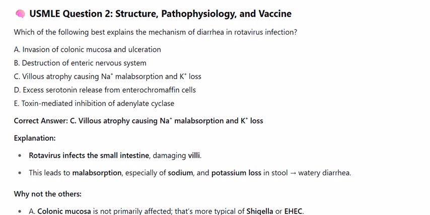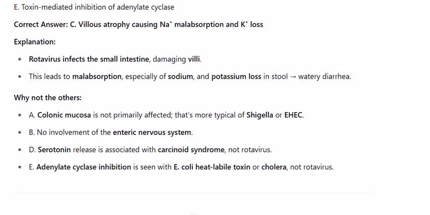Why not the others? A. Colonic mucosa is not primarily affected. That's more typical of Shigella or EHEC. B. No involvement of the enteric nervous system. D. Serotonin release is associated with carcinoid syndrome, not rotavirus. E. Adenylate cyclase inhibition is seen with E. coli heat-labile toxin or cholera, not rotavirus.